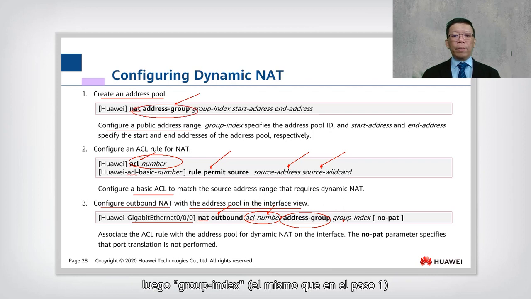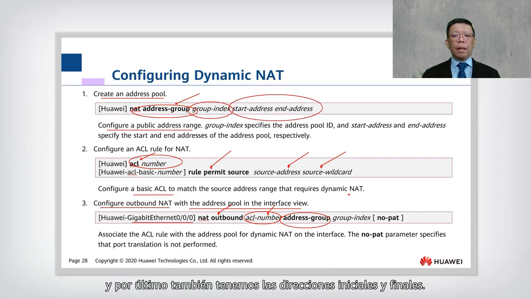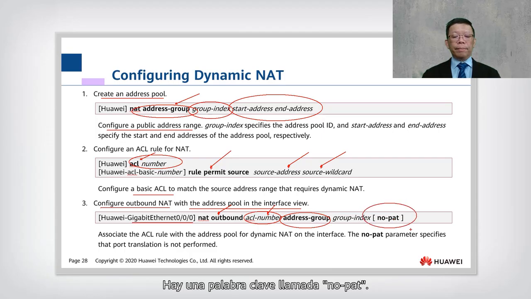Then we have the group index. This is the group index, that is our name. Then we also have a start and end address. And there's a keyword here. You notice that that is called NOPAT.